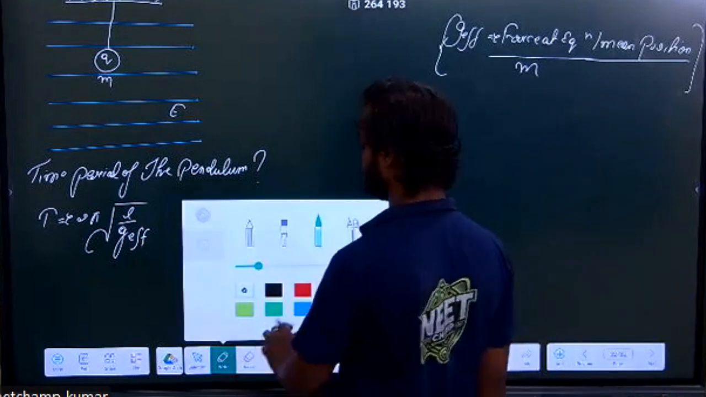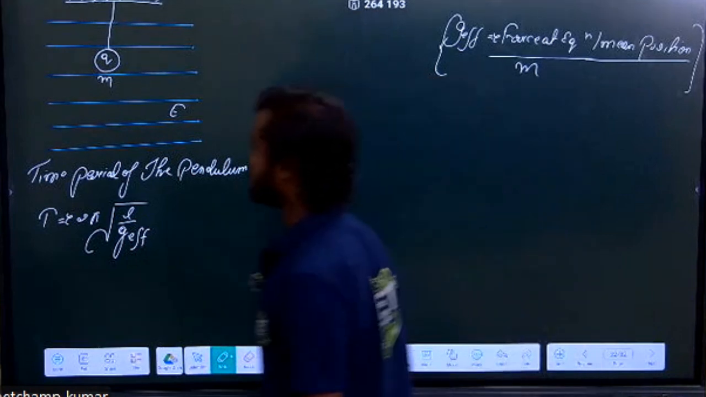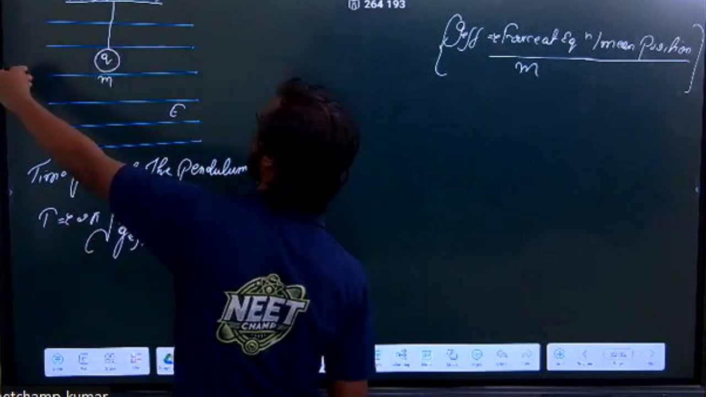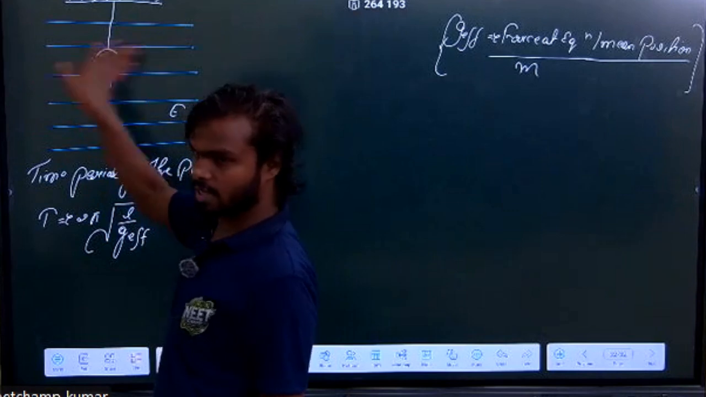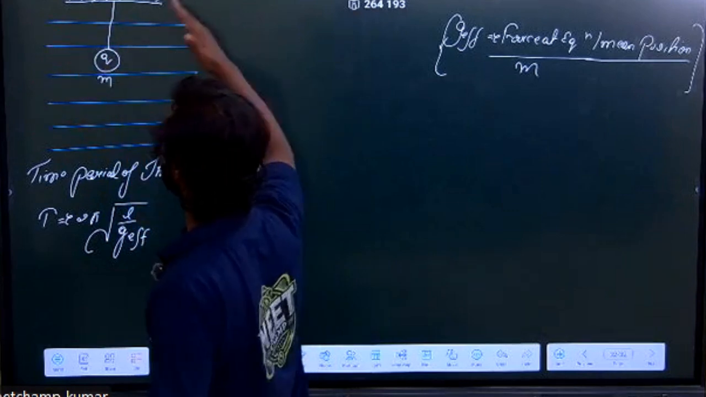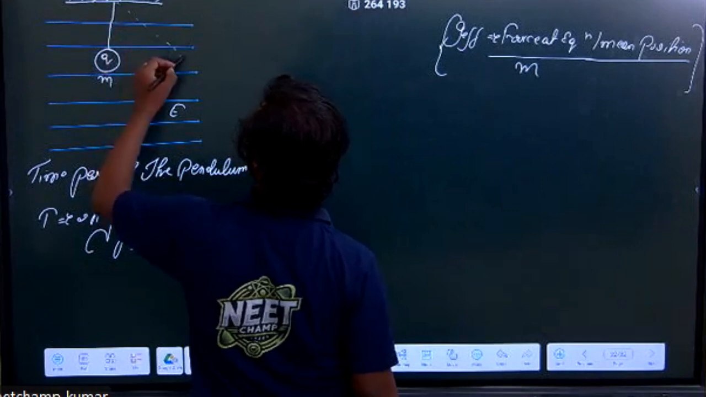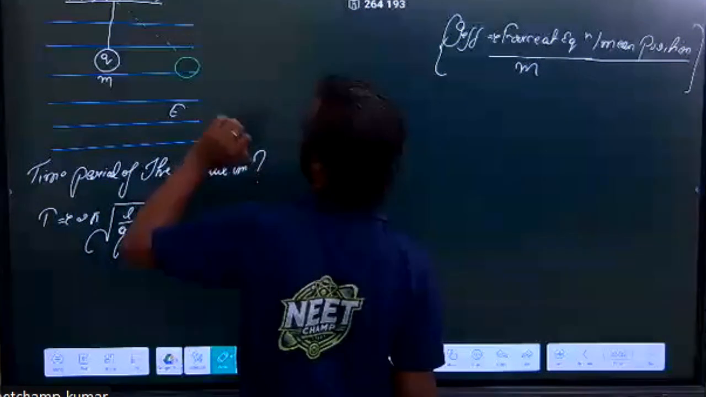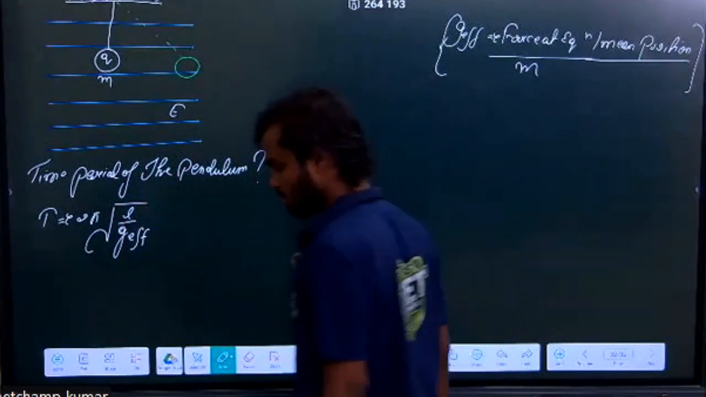So my first question will be: where will be the mean position? Obviously this has charge Q and is placed in the electric field, so it will not stop here. The force QE will act in this direction and it will try to bring the pendulum somewhere here. So this is going to be the mean position. It will be something like this.